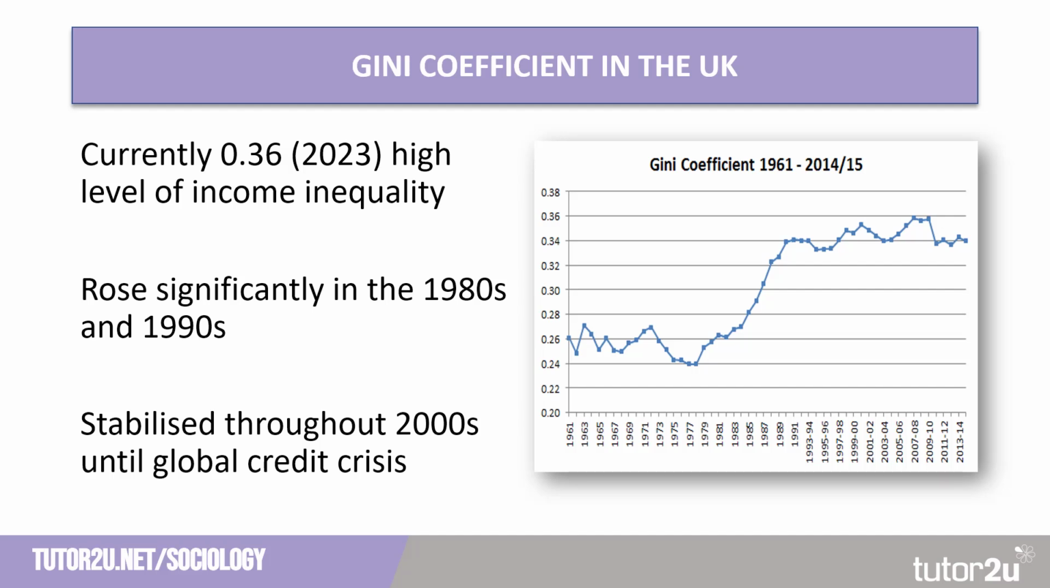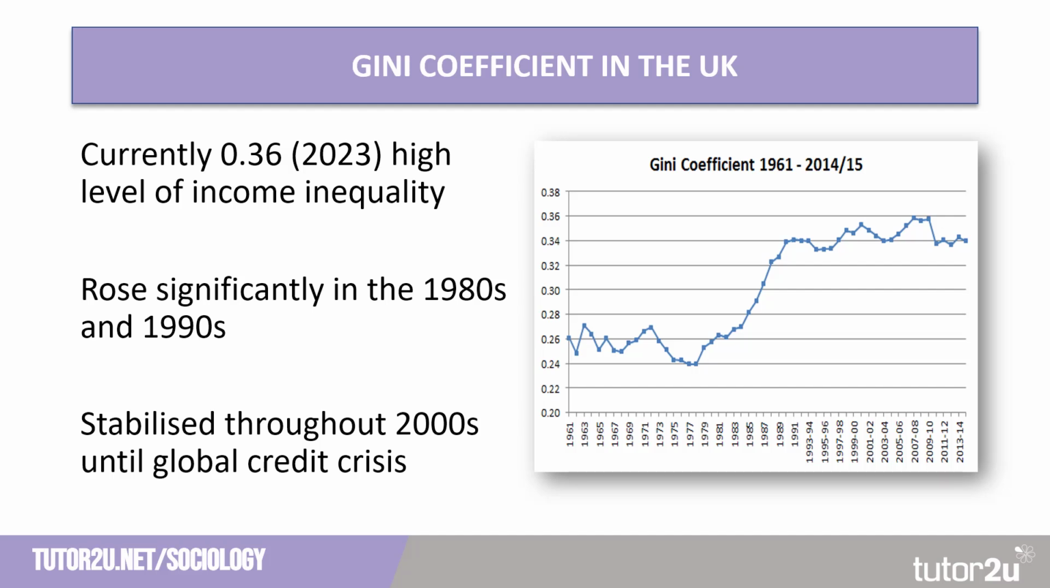Historically, the Gini coefficient in the UK rose significantly during the 1980s and early 1990s, a period marked by Thatcher's economic policies that include privatisation, deregulation and reductions in social welfare. These policies led to increased income disparities as high earners benefited more from tax cuts and economic growth than low-income households. The early 2000s saw a slight stabilisation of the Gini coefficient, partly due to New Labour's government policies that focused on reducing child poverty and increasing public spending on health and education.